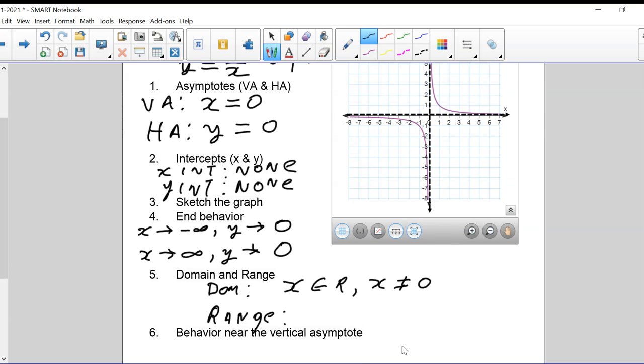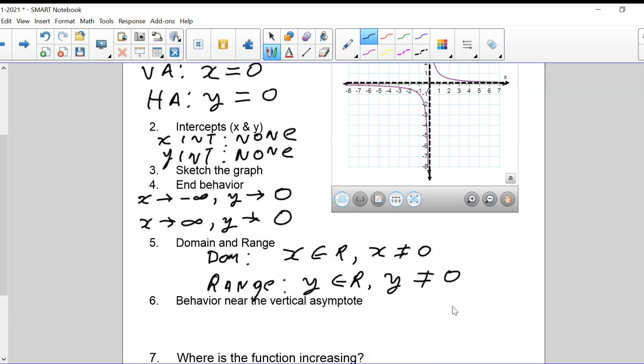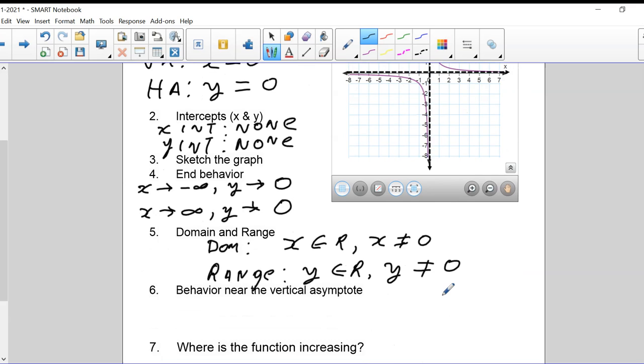I think you can figure out from there what the range is. Range is my possible y values, and it's very similar, except I'm going to say that it's all real numbers, but y is not equal to 0. That's because as you go up and as you go down, there is one place that you don't have anything on your graph. In fact, your graph splits apart at 0. So we're saying that it's everything except 0.